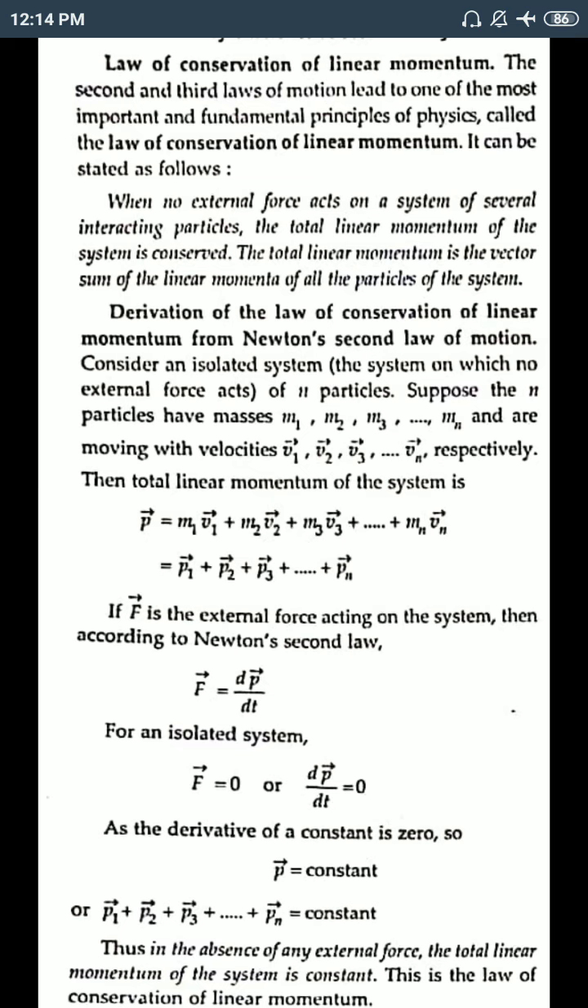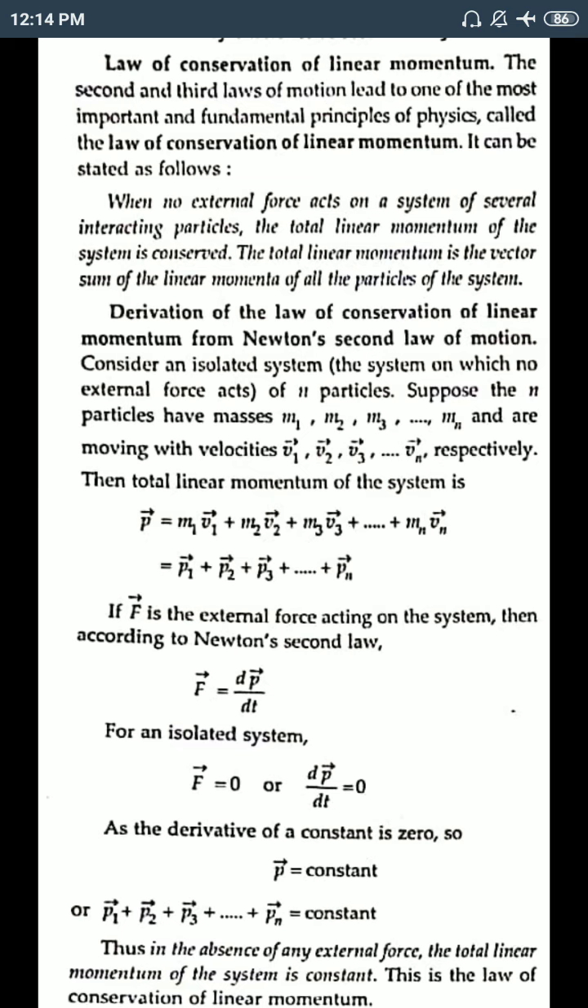So today we discuss the law of conservation of linear momentum. We studied a little bit about linear momentum in class 9. So what is the law of conservation of linear momentum? Its statement is: when no external force acts on a system of several interacting particles, the total linear momentum of the system is conserved. System means inside the system many particles, many bodies are there.